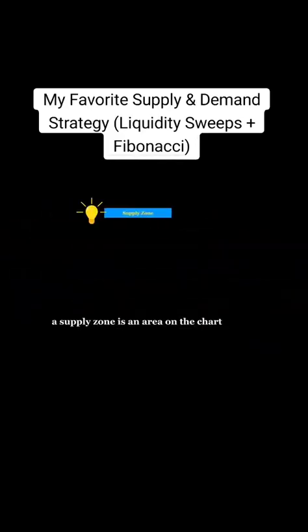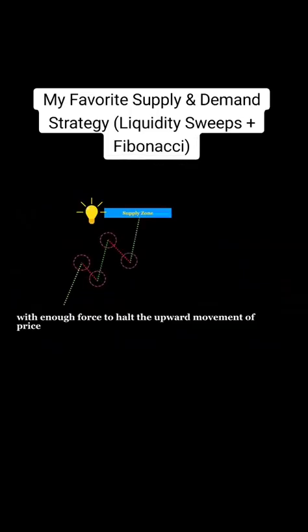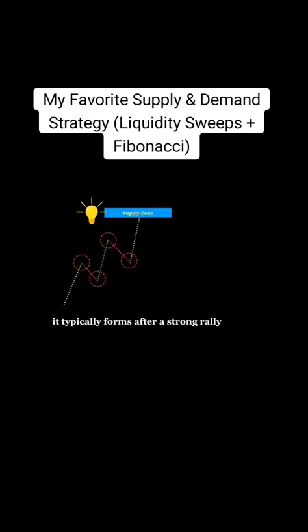A supply zone is an area on the chart where sellers step in with enough force to halt the upward movement of price. It typically forms after a strong rally when major players like banks or institutions start offloading their positions to secure profits. This surge in selling pressure causes the market to reverse and drop from that level.